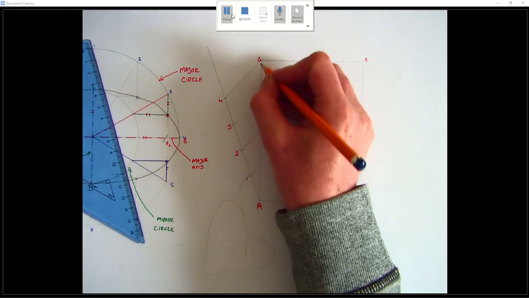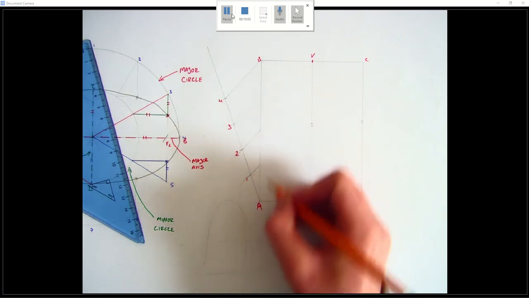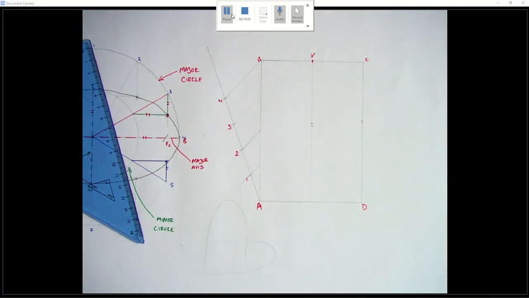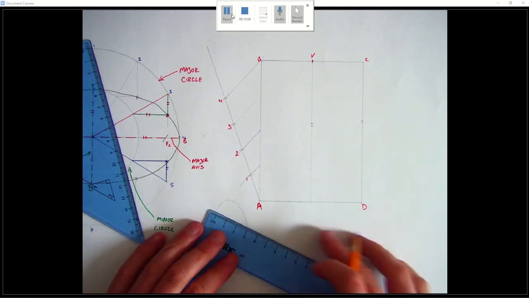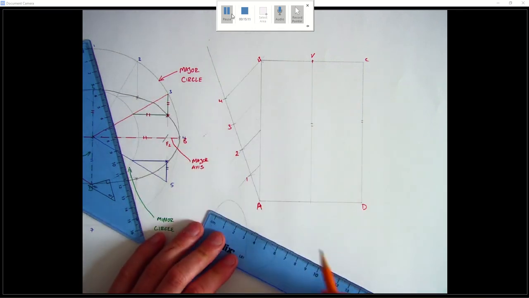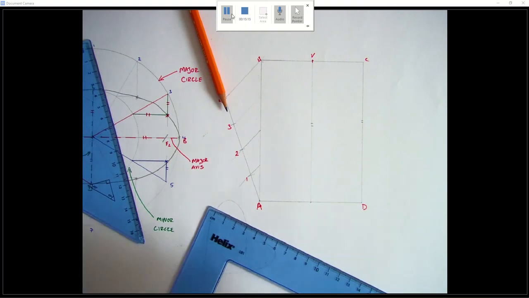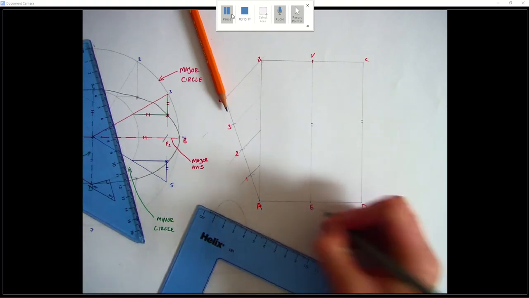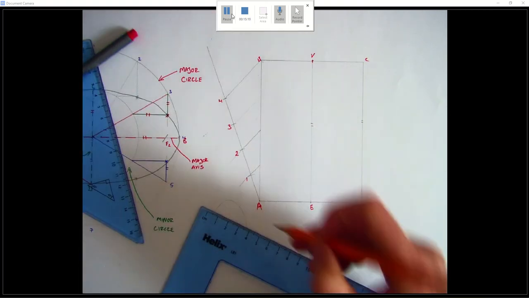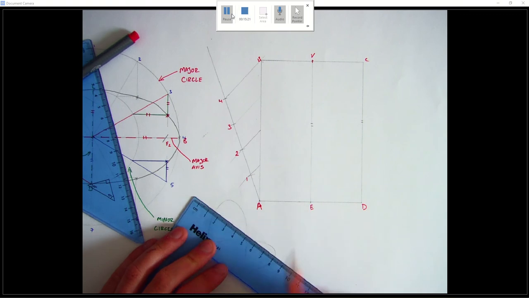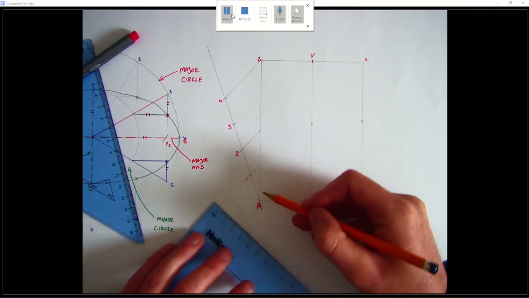So now I have 1, 2, 3 and 4 equal parts. Okay, now if I divide this up into 4 equal parts, I need to divide this middle section here. I'll call this ABC, I'll call this E. I need to join A, E also into 4 equal parts. So I'm going to do the exact same thing.